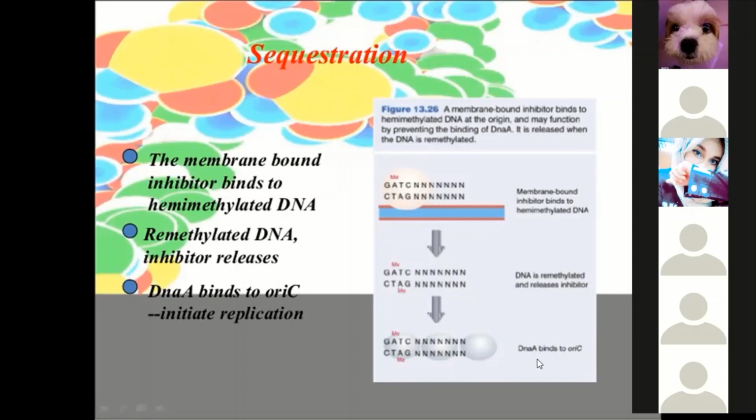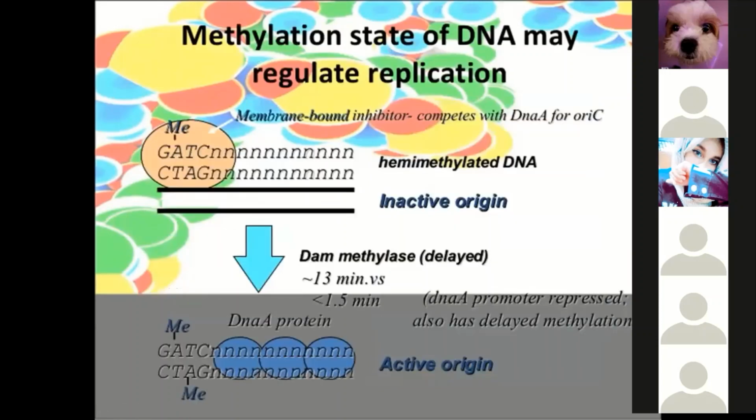Again, these proteins bind. So when replication has to be stopped, the inhibitor binds to the membrane. The membrane bound inhibitor binds to hemimethylated DNA. When the DNA is remethylated, the inhibitor is released. Then DnaA binds to this, and replication will be initiated, which will take place in the next cycle, not in the same cycle.